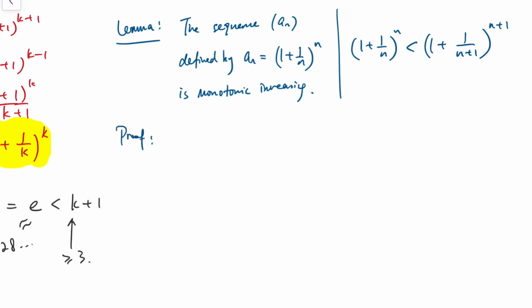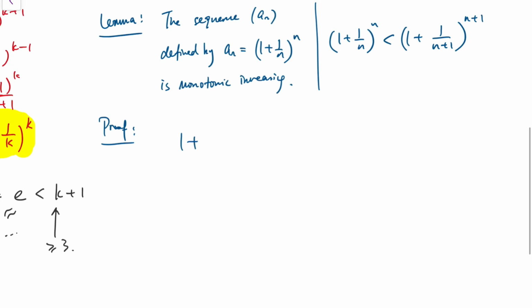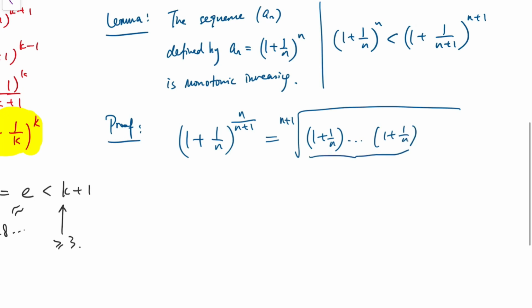So let's try to prove this. In fact, I'm going to consider 1 plus 1 over n all to the power n over n plus 1. I'm going to rephrase this as the n plus 1 root of the product of the following n plus 1 terms. The first n terms are each 1 plus 1 over n, altogether n terms, multiplied by 1.